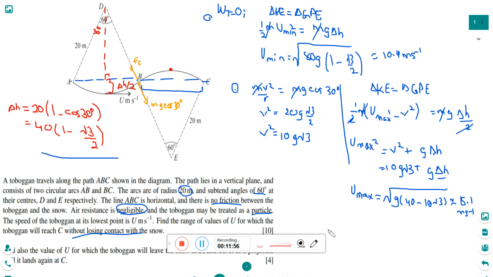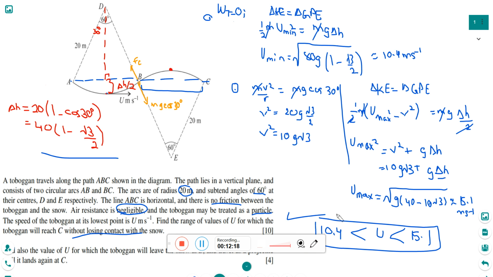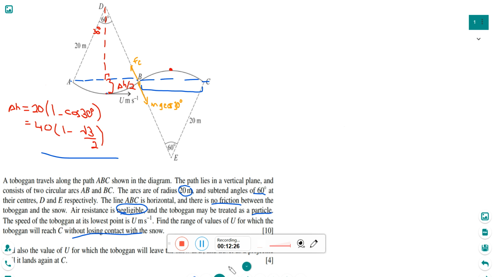So finally the inequality for u becomes u is greater than 10.4 and smaller than 15.1. All of this will guarantee you the full mark. We'll go to the next part here.